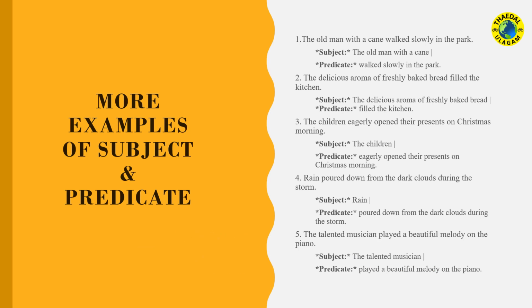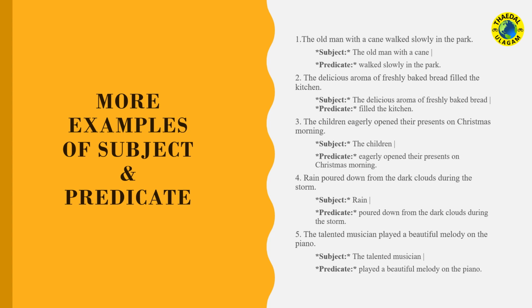Let me give you more example sentences to identify the subject and the predicate in a sentence. 1. The old man with a cane walked slowly in the park. Here, the old man with a cane is the subject and walked slowly in the park is the predicate. 2. The delicious aroma of freshly baked bread filled the kitchen. Here, the delicious aroma of freshly baked bread is the subject and filled the kitchen is the predicate.